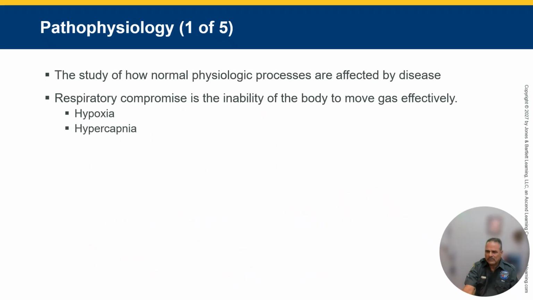Pathophysiology is the study of how normal physiological processes are affected by disease. Respiratory compromise is the inability to move gas effectively. So we talk about hypoxia. This is what we were just talking about with acid-base balance. You have a decreased level of oxygen in the body, so you have an increased level of carbon dioxide. So it makes you what we call hypercapnic, okay? Is an elevated level of carbon dioxide.